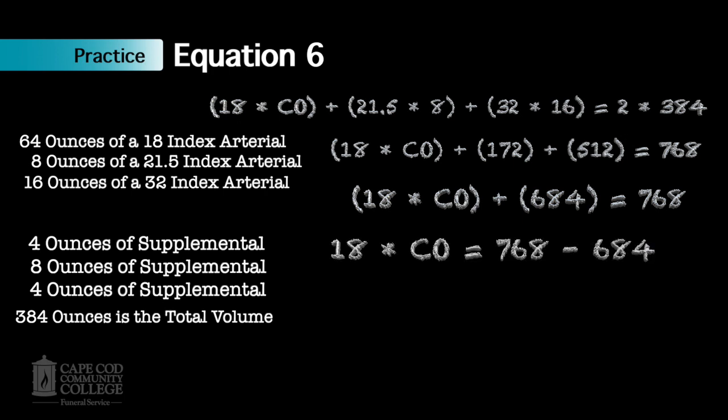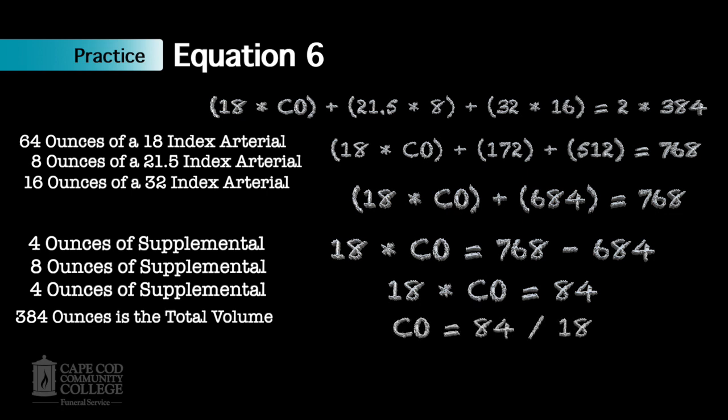Now that we know our chemicals of 172 and 512 added together equals 684, we can clear that from the left side of the equation by subtracting it from the right side of the equation. So we're going to subtract 684 from 768. This provides us a value of 84. Now we still need to clear the left side of the equation. We're going to do this by dividing 84 by 18, which gives us concentrated ounces of 4.66.